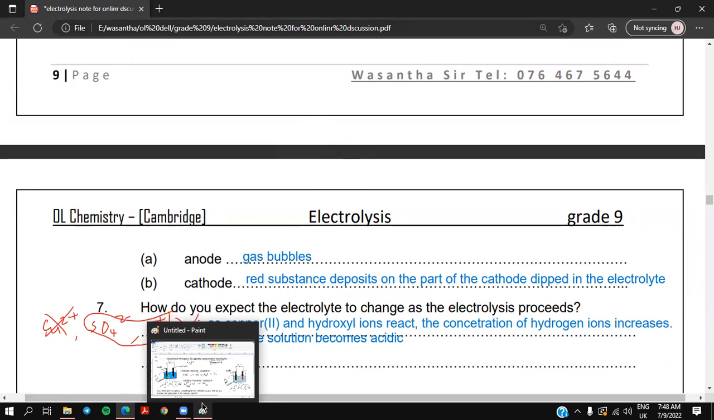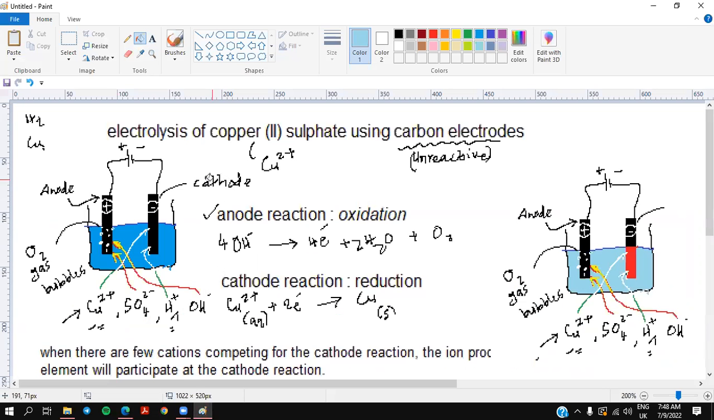Okay, this is the end of the electrolysis of copper sulfate solution using carbon electrodes. I guess you understood everything.